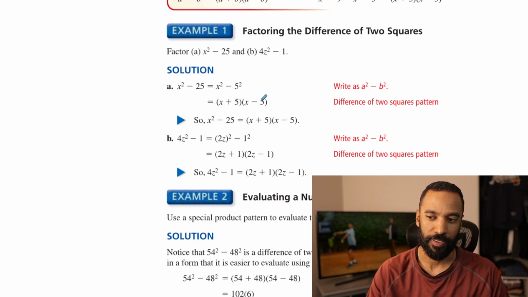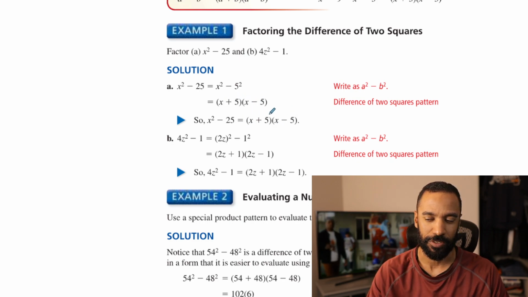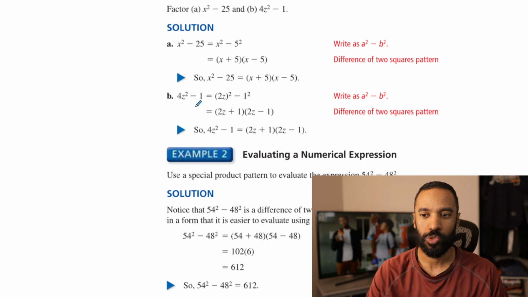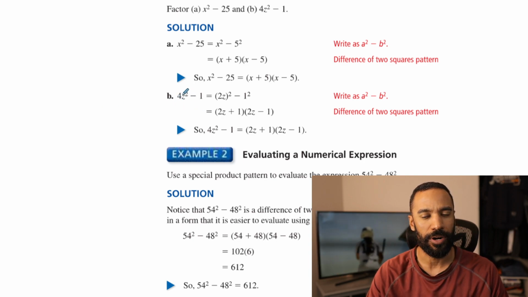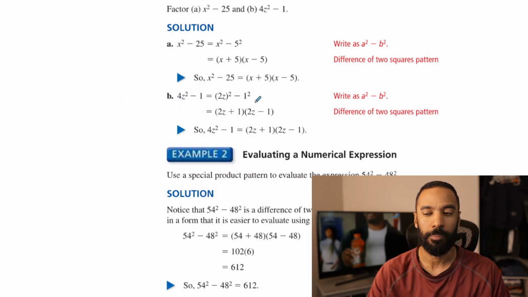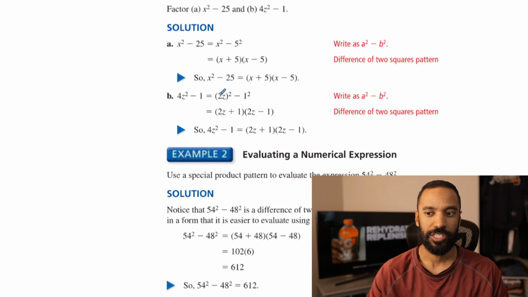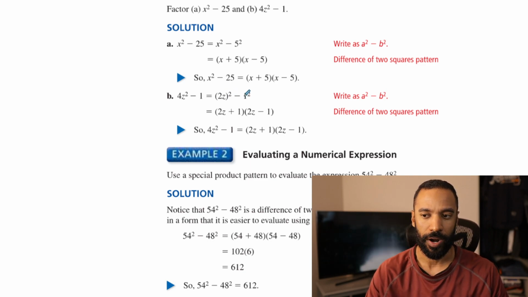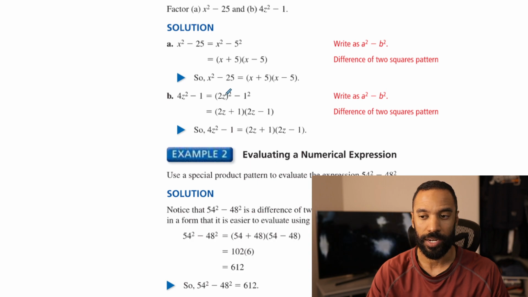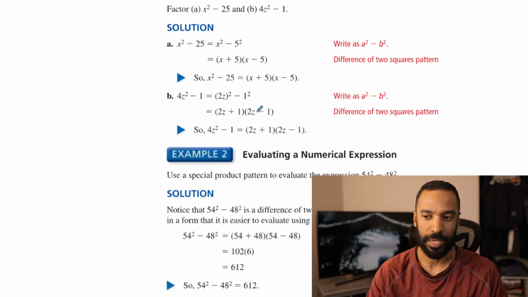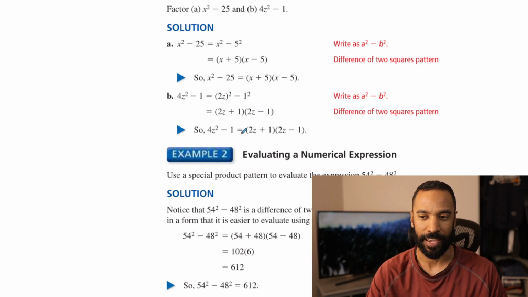That factors to x plus 5 times x minus 5. So that is the factorization. 4z squared minus 1, you have to ask yourself what you square for 4z. Z is being squared, but also 2 is being squared. This is your a squared minus b squared in this case. 1 squared is 1. So it's 2z plus 1 times 2z minus 1 that brings you that factorization.